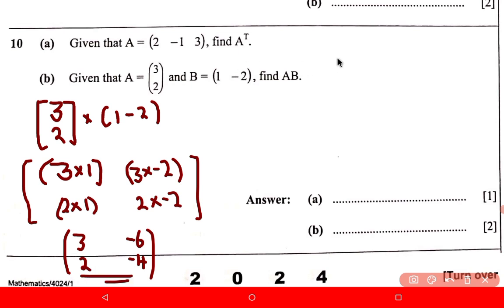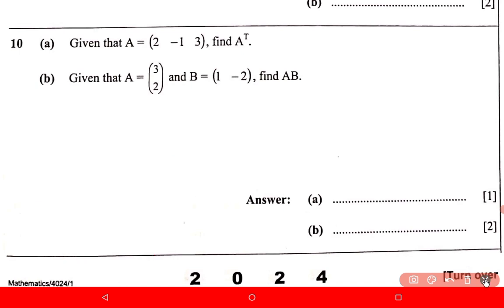So you've seen we have gotten a 2 by what? A 2 by 2, just like we had predicted earlier on. Okay, so now we can move to question 11.